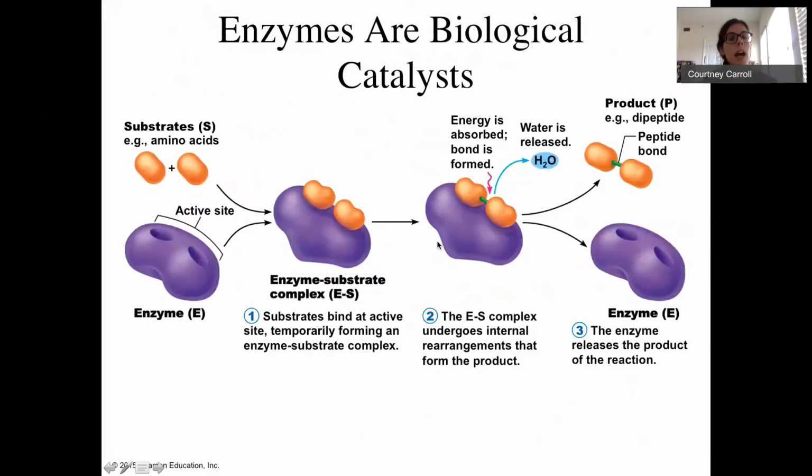A specific type of proteins are enzymes, and enzymes are important because they're biological catalysts. And what that means is they speed up the reactions in the body. So substrates can come in, they'll form a complex, and then they can release the product. And the important thing for enzymes is that they're not changed in the course of this reaction. So you start with one enzyme, it'll do work, and it will go back to its original shape where it's ready to do more work. So you can reuse your enzymes over and over again.